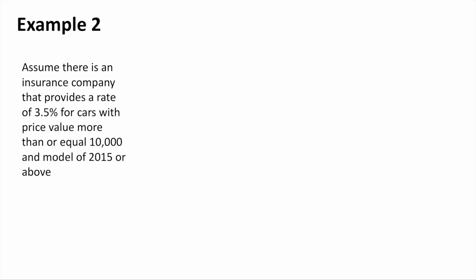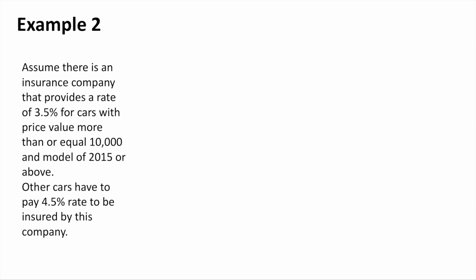Let's look at another example. Assume there is an insurance company that provides a rate of 3.5% for cars with a price value more than or equal to 10,000 and the model is 2015 or above. Other cars have to pay a 4.5 rate to be insured by this company. If we look at this statement, you will find there are two conditions. One is price value more than or equal to 10,000, and the other one is the model of the car is 2015 or above.